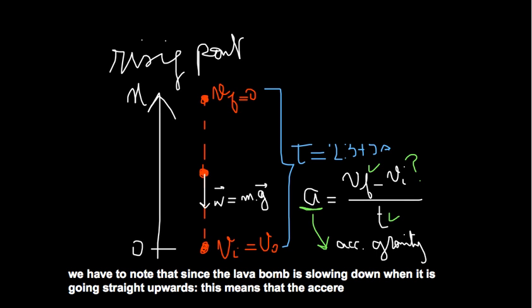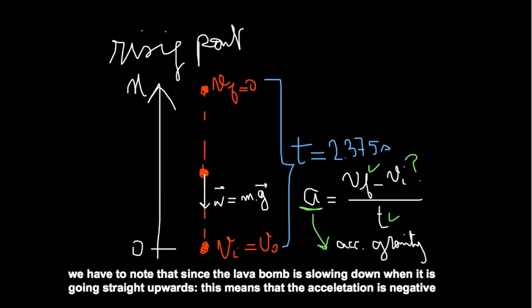Because v final is 0, minus v initial, so acceleration is going to be negative, right? So it means the acceleration in this problem is minus. Okay? This implies that the acceleration in this problem is equal to minus 9.8 meters per second squared. So it's the value of the acceleration of gravity, but with a minus value. Okay? So now I have everything.